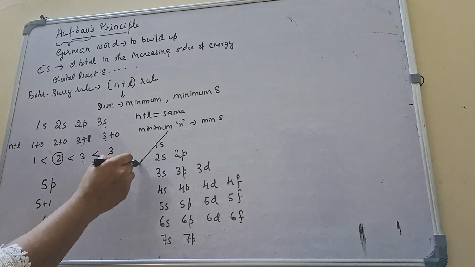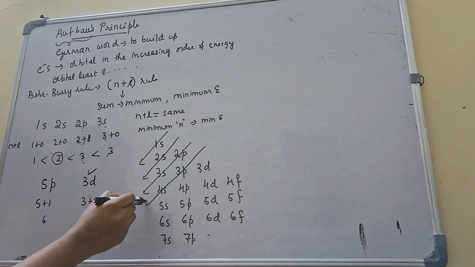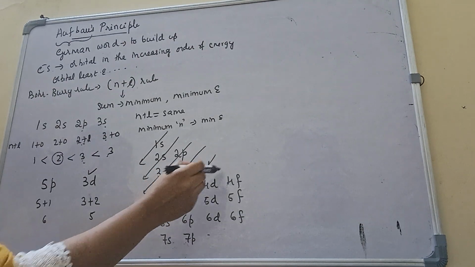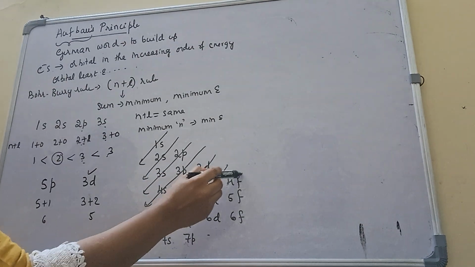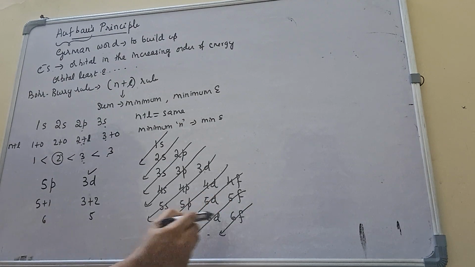Now what you do, you put arrows like this, from top right to bottom left. This is the simplest way. You can easily draw this diagram.